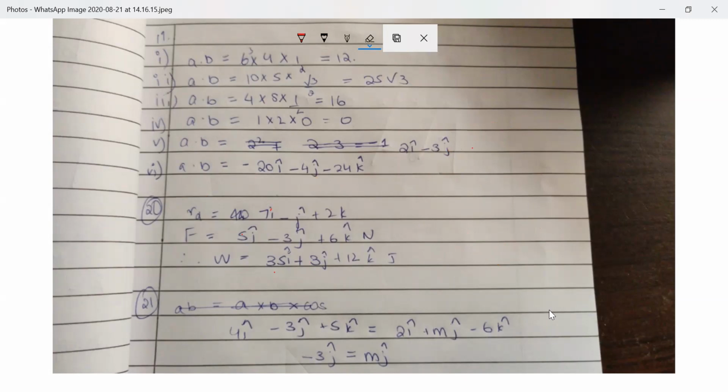So what is the concept you should have used? That A vector should be equal to B vector? A vector is equal to B vector. If A vector is equal to B vector, then they are parallel to each other. They are not perpendicular.